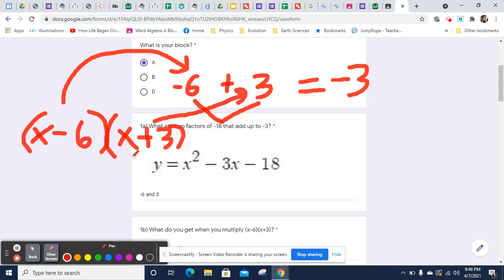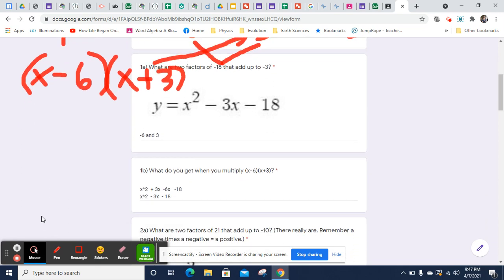Interesting. So x times x gets us x squared. Negative 6 times 3 gets us negative 18. And then we get the negative 6x and the positive 3x. You put those together, you get negative 3x. All right, let's keep going.